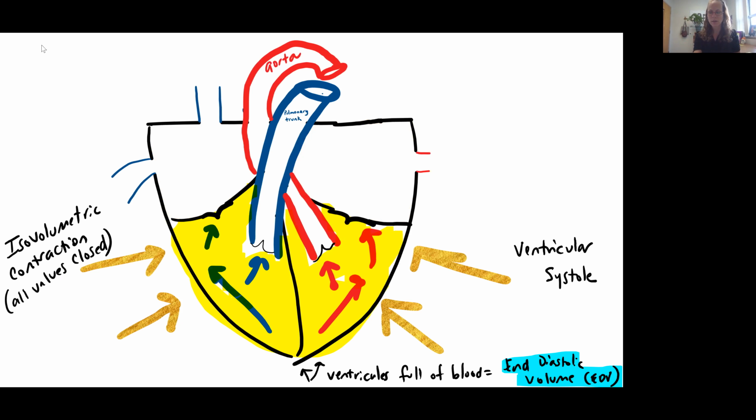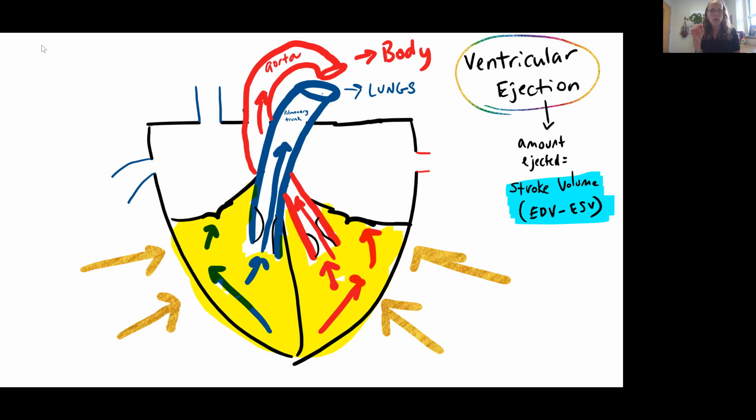Okay, let's go back to looking at our heart. The ventricles are continuing to contract, and as this happens, more and more pressure is building in the ventricle until you have so much pressure that you push open those semilunar valves, the pulmonary semilunar and the aortic semilunar valve, and the blood starts flowing through the pulmonary trunk to the lungs or out through the aorta to the body. This is called ventricular ejection.